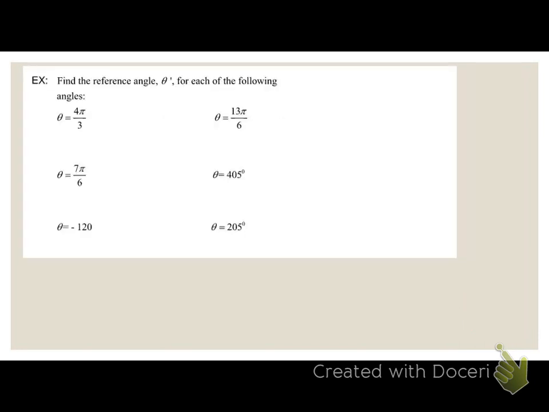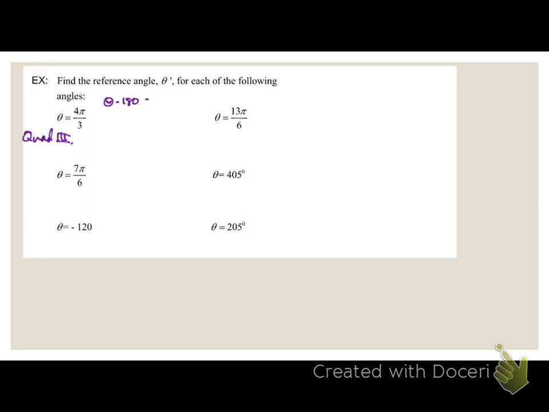So, for example, 4 pi over 3, right? First of all, 4 pi over 3 is less than 2 pi, so I don't have to worry about getting coterminal angles. What I do have to figure out is what quadrant 4 pi over 3 is in. Well, 4 pi over 3 is like 1 and 1/3 pi, so 1 pi and another third puts us in quadrant 3.